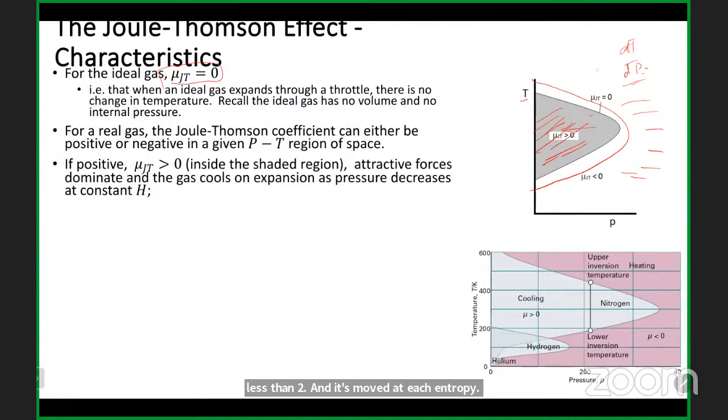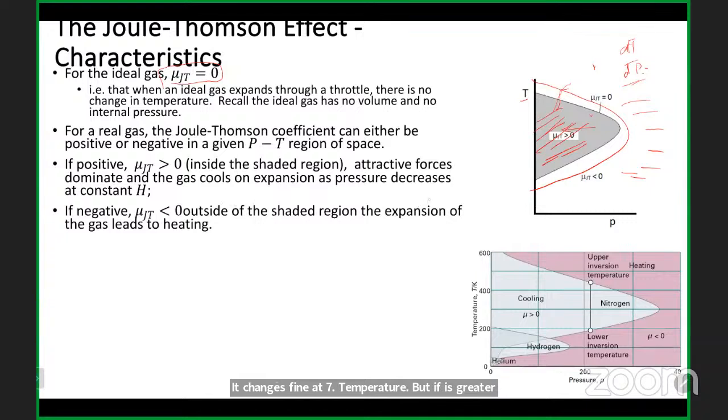It changes sign at certain temperatures. So if mu JT is greater than 0, attractive forces dominate, and the gas cools on expansion at constant enthalpy. If mu JT is less than 0, repulsive forces dominate, and the gas heats up in expansion. So as the gas is expanding, it is generating heat.